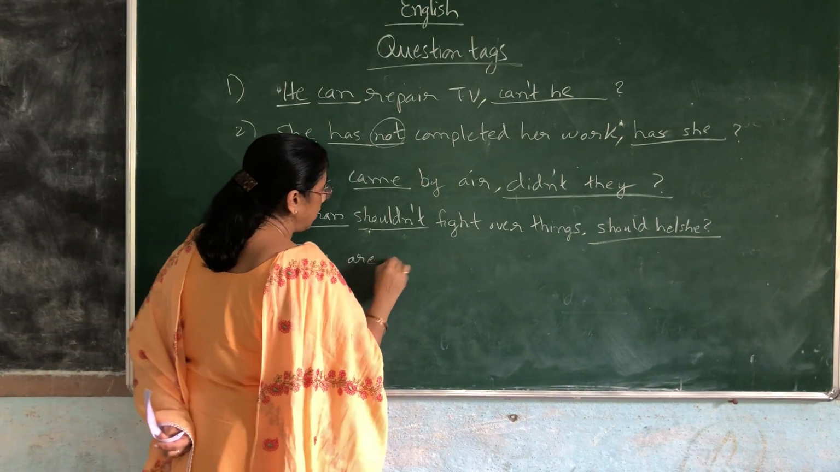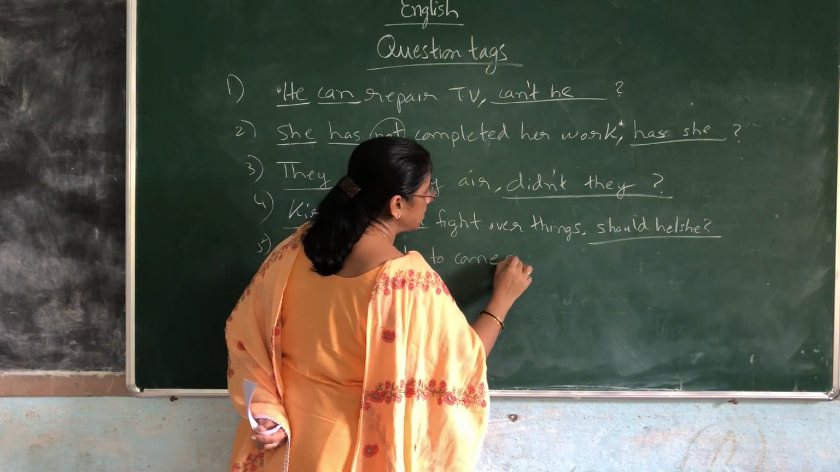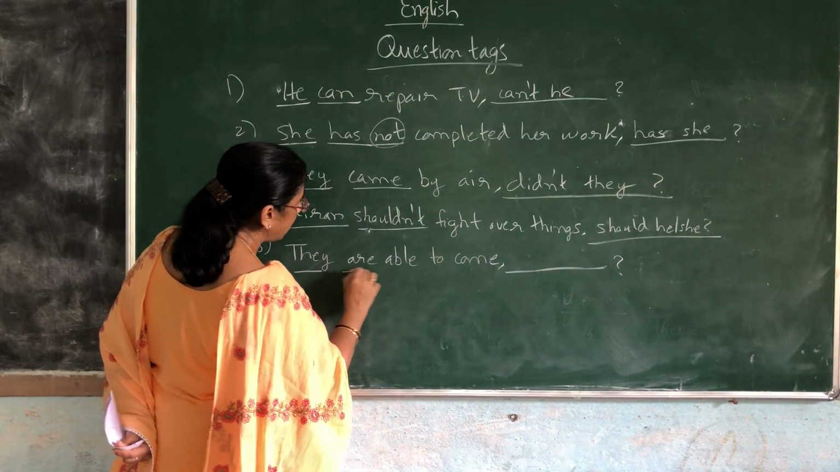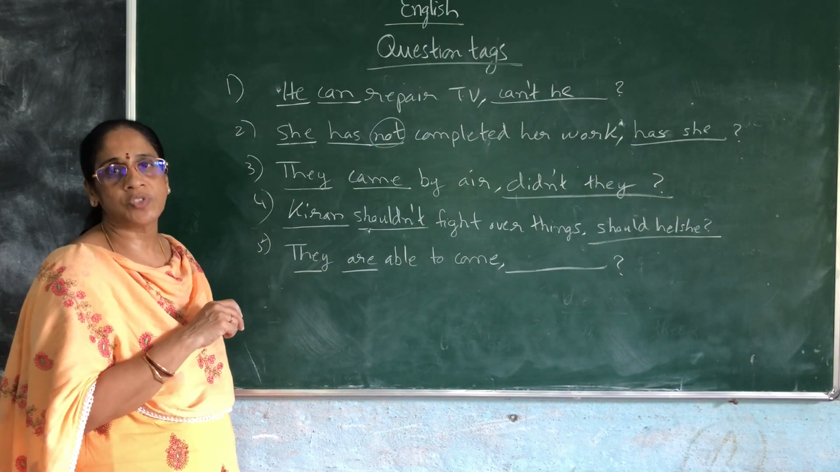They are able to come. A simple sentence I am giving you just to make you understand. They are able to come. They is there, are is there. Is it positive or negative? Ma'am, they are able to come means it is a positive sentence.